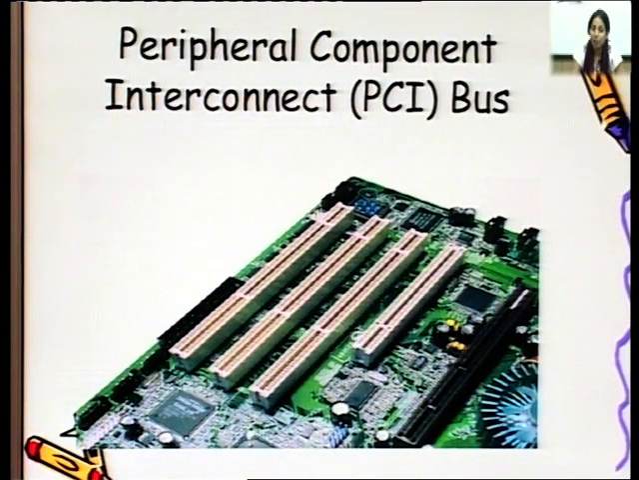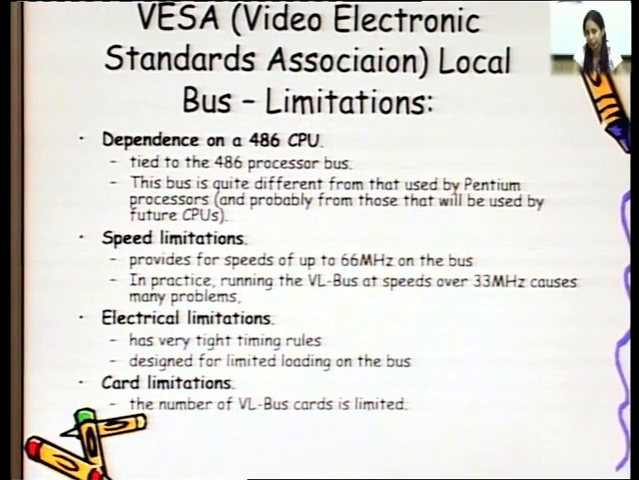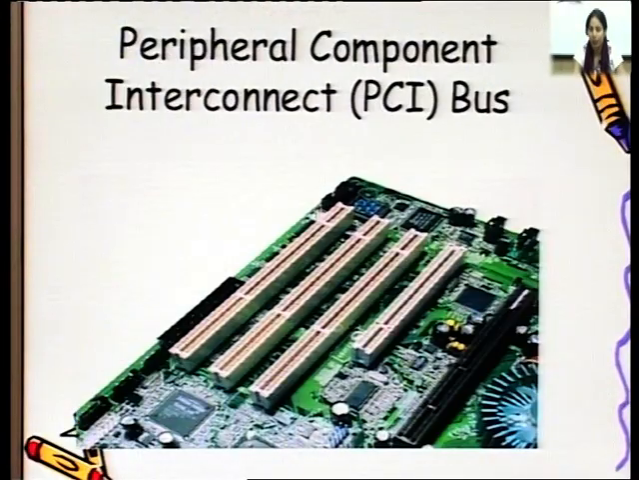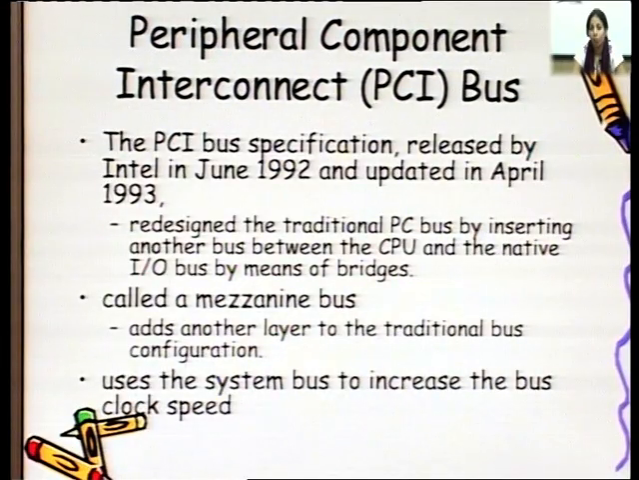Now, the next type of bus. Up till now we have discussed ISA, EISA, MCA, and the previous one, VESA. So up till now we have discussed the features of all these expansion buses. Next we will take up the peripheral component interconnect bus. As shown in the diagram, the number of slots varies from 5 to 6.